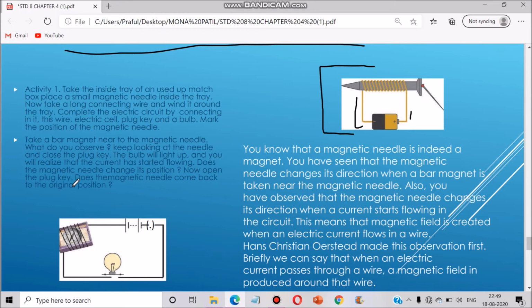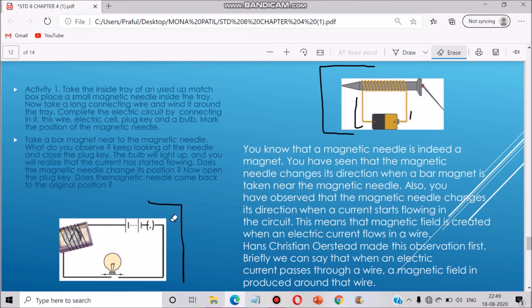Now next, take a bar magnet near a magnetic needle. What do you observe? Keep looking at the needle and close the plug key. The bulb will light up and you will realize that the current has started flowing. Does the magnetic needle change its position? Yes, the magnetic needle will change its position. Now open the plug key. Does the magnetic needle come back to its original position? It will come back because there is no connection.